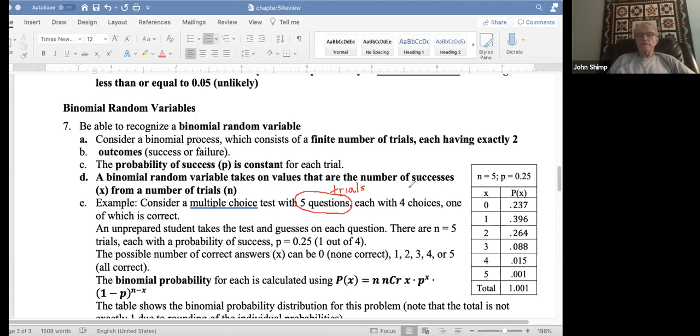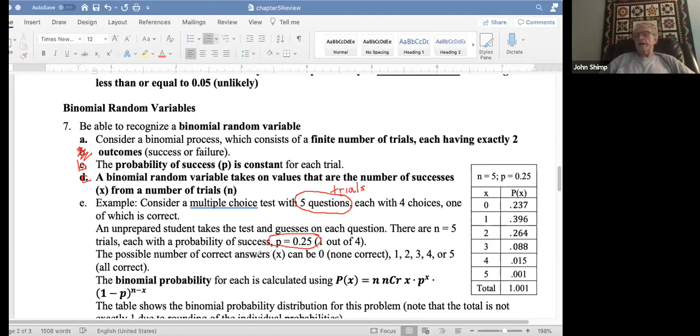Okay. So the probability of success, remember that's the second one here. Actually, this should be B, and that should be C. But anyway, 5 trials, probability of success on every question, because we're going to guess on every question, is 0.25.